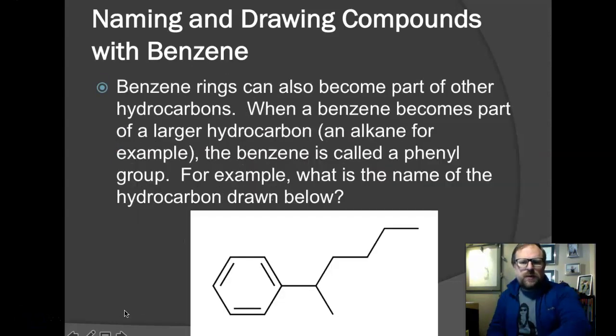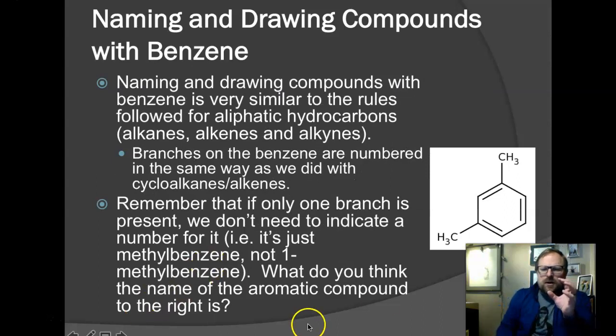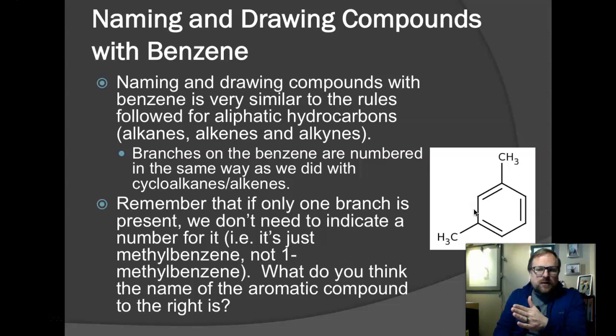Okay, so we're going to jump into some examples here. Benzene rings also become part of other hydrocarbons. When a benzene becomes part of a larger hydrocarbon, I guess the way to look at this is we have two versions of the way benzene can be. Benzene can be the parent, or the parent chain in a compound. Like we saw up here, benzene is the parent chain in this compound. So this is going to be a something and then benzene as the parent chain.